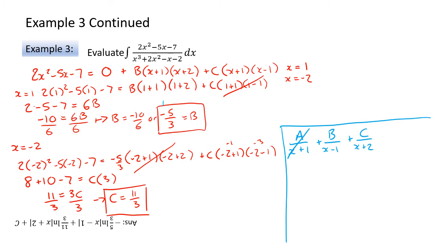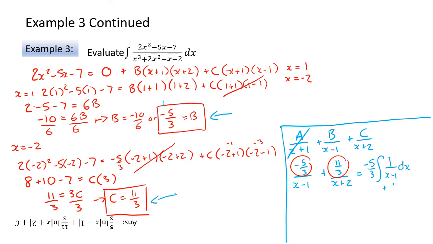So for B, remember, we had negative 5 over 3. So we end up with negative 5 over 3 divided by x minus 1, plus C, which was 11 divided by 3. So we have 11 over 3 divided by x plus 2. Now we substitute those in as integrals. Since we have these constants here, I'm going to remove them from the integrals. So what we are left with is negative 5 over 3 times the integral of 1 over x minus 1, plus 11 over 3 times the integral of 1 over x plus 2.